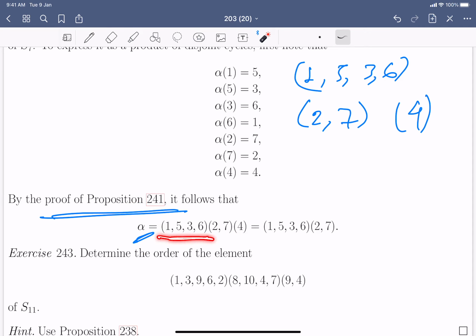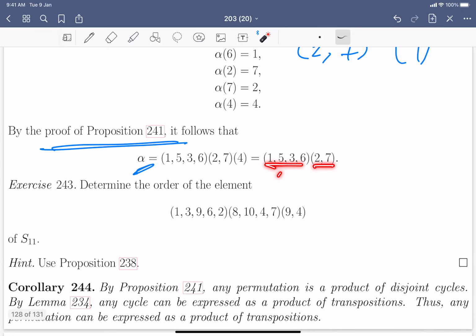So this is a cycle of length 4, this is a cycle of length 2, and this is a cycle of length 1. A cycle of length 1 is trivial, so you can also ignore writing cycles of length 1. We can also write alpha as 1 5 3 6 times 2 7. This is the product of a length 4 cycle times a transposition, which is a cycle of length 2.